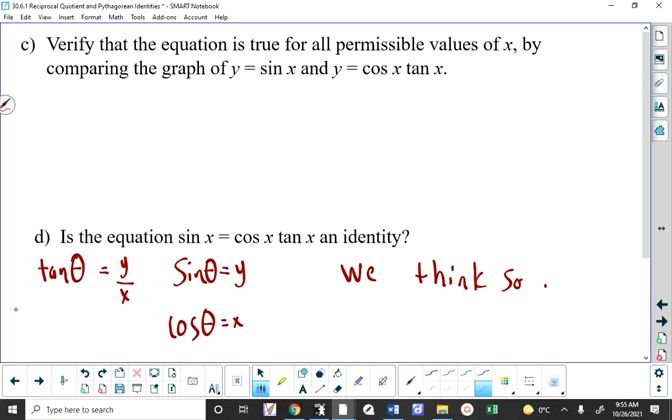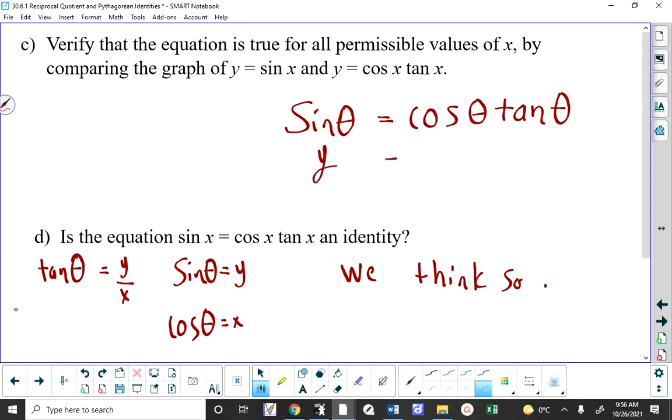So if you're looking at this identity, and notice again, I got rid of the x's and I'm putting theta. If you look at this identity on the unit circle, this is y, this is x, this is y over x. You get the same thing. And if I had r's, it wouldn't matter because all of the r's would cancel as well.